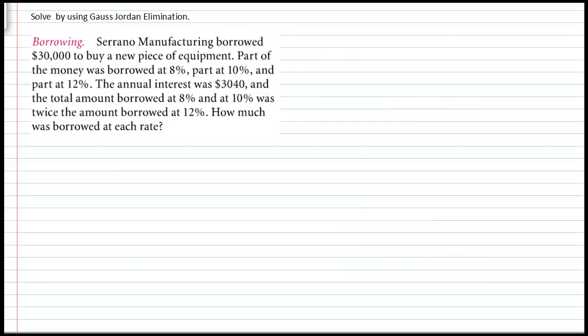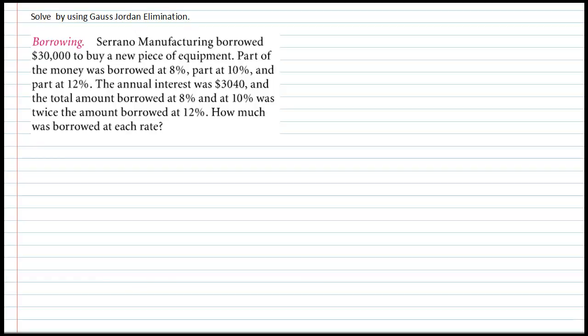Now let's take a look at a 3-variable problem in terms of interest. So it says borrowing. The manufacturer borrowed $30,000 to buy a new piece of equipment. Part of the money was borrowed at 8%, 10%, and 12%, for an annual interest of $3,040. And the total amount borrowed from the 8% and the 10% was twice the amount borrowed at 12%. How much was borrowed at each rate?